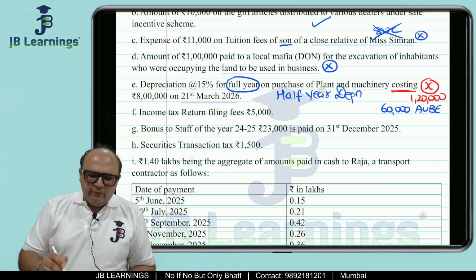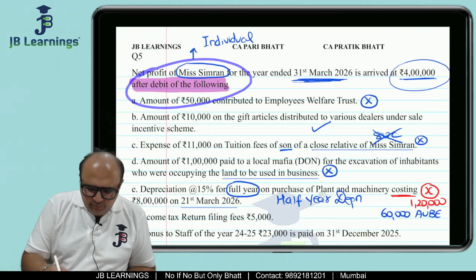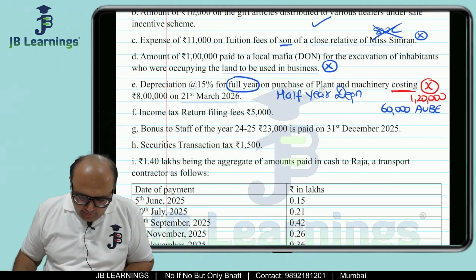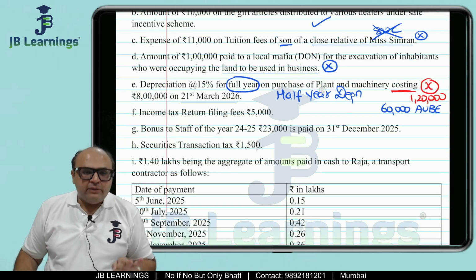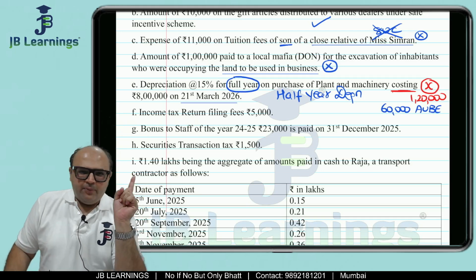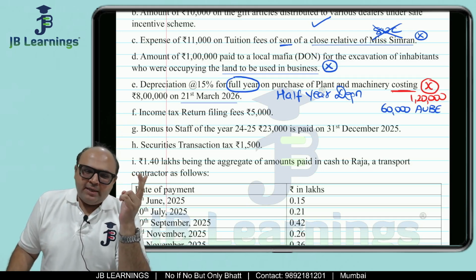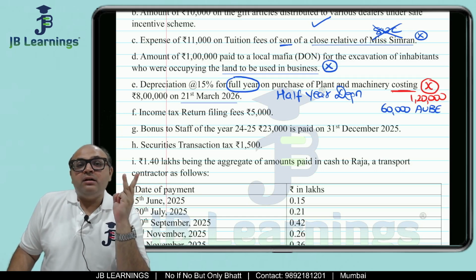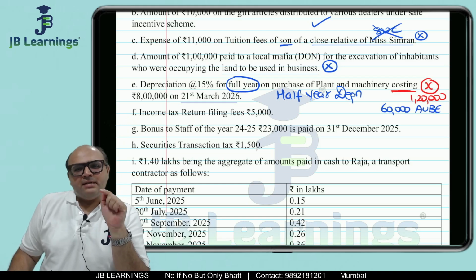All right, friends. So we are on the debit side of the P&L. Paragraph form sum. Income tax return filing fees. Friends, this is also interesting. See, income tax is not allowed. Interest on income tax is not allowed. Income tax penalties are not allowed. But friends, income tax return filing fees is allowed.